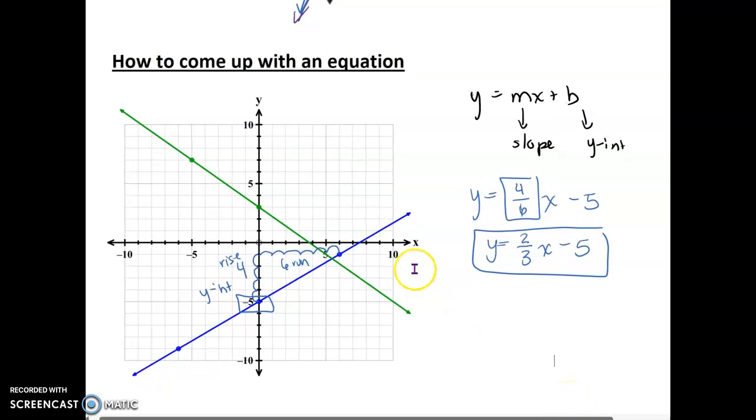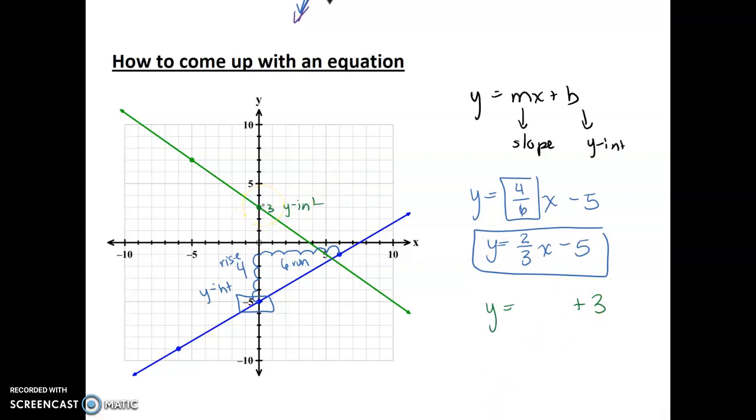Let's do the green one just so we make sure we understand, and the fact that it is a downward line. If I want to find my y-intercept first, I'm going to look on the grid. Oh, look, it's here. This is at 3. That's my y-intercept, so I know on the equation I'm going to put a plus 3. Remember, the sign is very important. That's a plus 3, or positive 3.